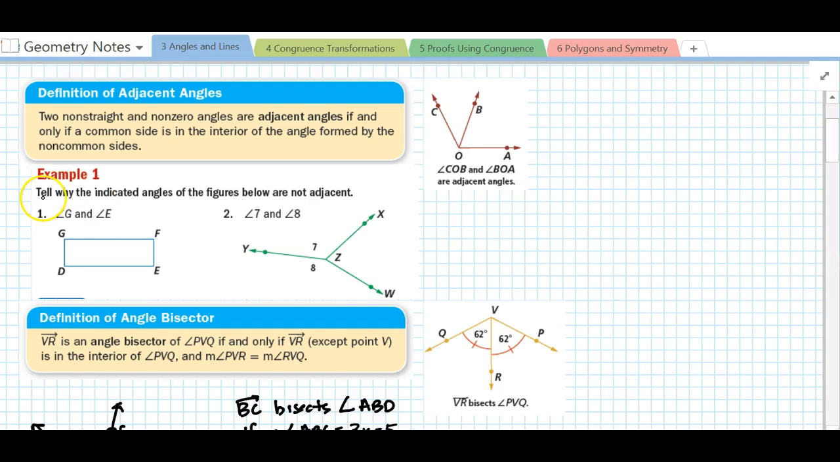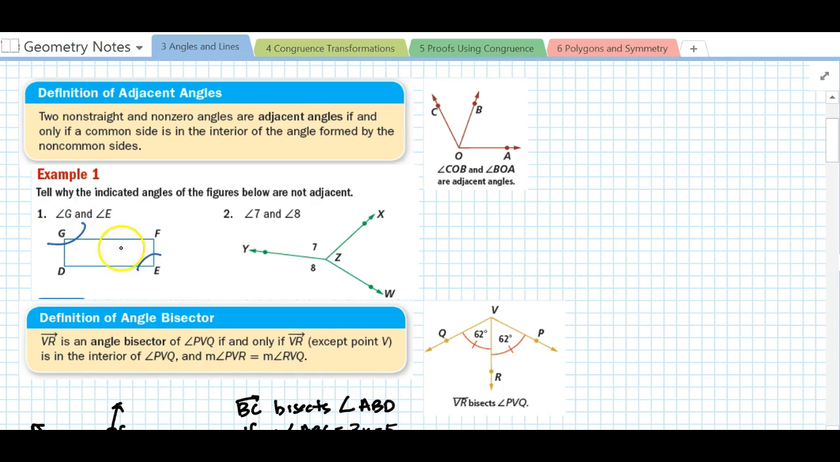So this is example 1 in your textbook. It says, tell why the indicated angles in problems 1 and 2 are not adjacent. So that means they are either not sharing a common side on the interior, or they're not next to each other. So let's look at angle G right here and angle E right there.